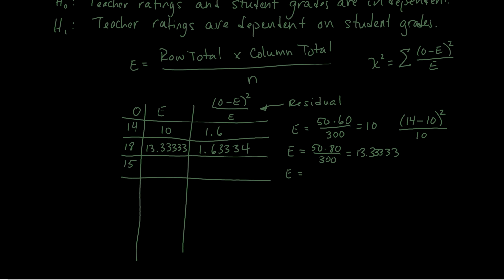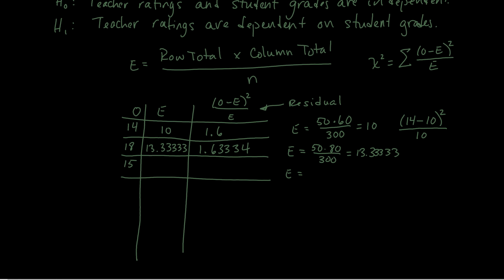So again, the residual here will be 15 minus 21.66667 squared, again, divided by the expected frequency, 21.66667. Again, we'll have to round this, so this is 2.05128. Again, this can be done in one calculation, but please be careful with parentheses.